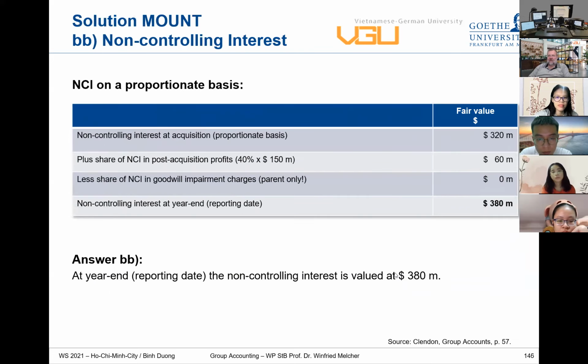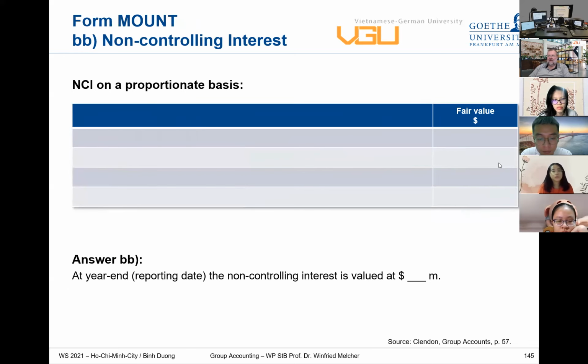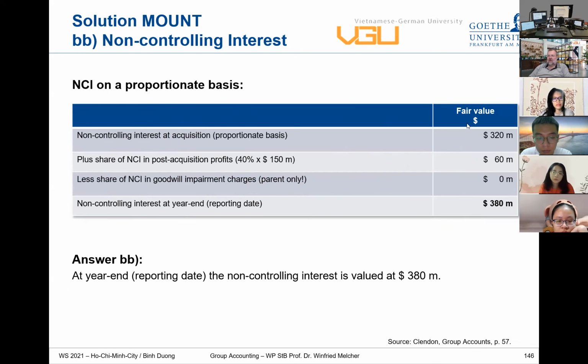When we look at the table for BB, we see that it all starts with a non-controlling interest at acquisition. That is the 320 we calculated here. So based on the net assets, we have a fair value of NCI of 320. So that's the starting point. And then, of course, we have a share in post-acquisition profits.